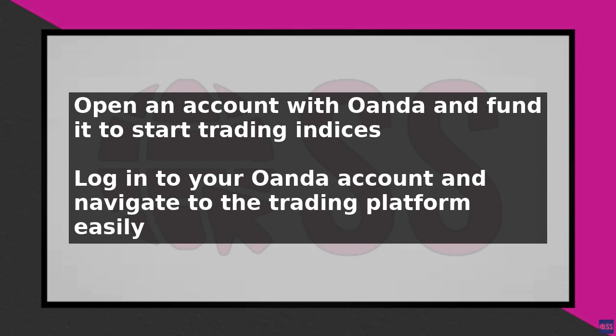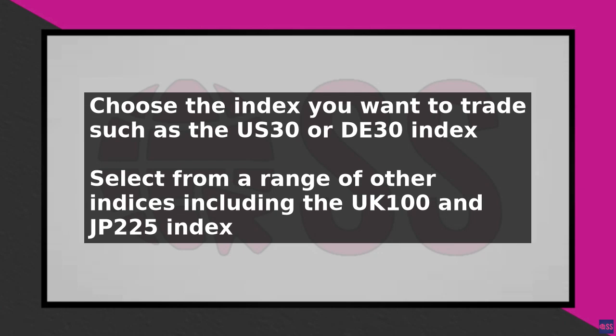Choose the index you want to trade, such as the US 30, which tracks the Dow Jones Industrial Average, or the DE 30, which tracks the German DAX. You can also choose from a range of other indices, including the UK 100, which tracks the FTSE 100, and the JP 225, which tracks the Nikkei 225.